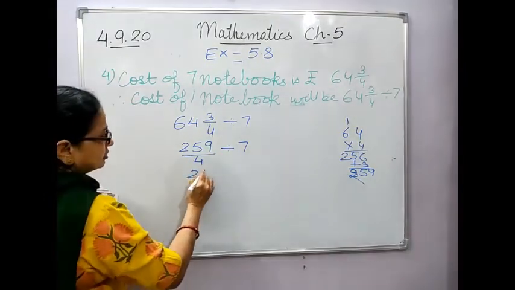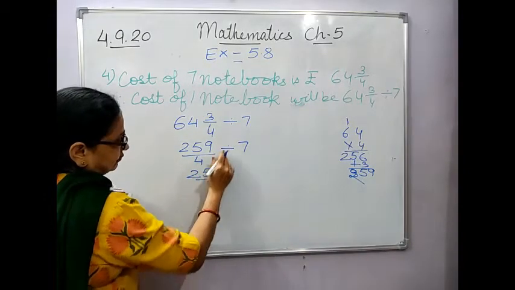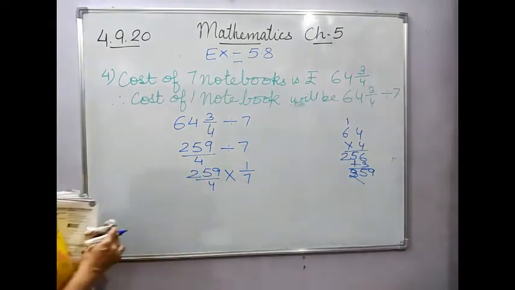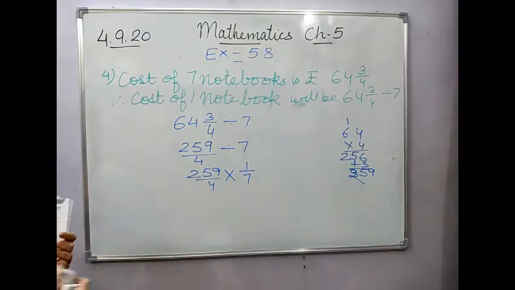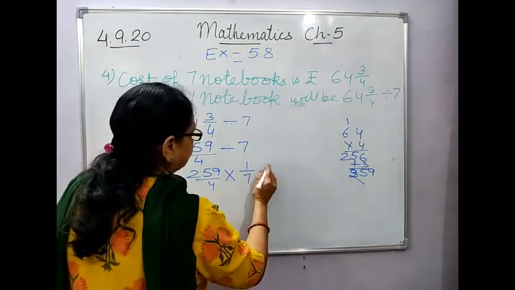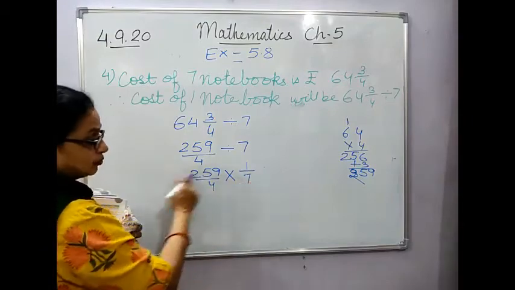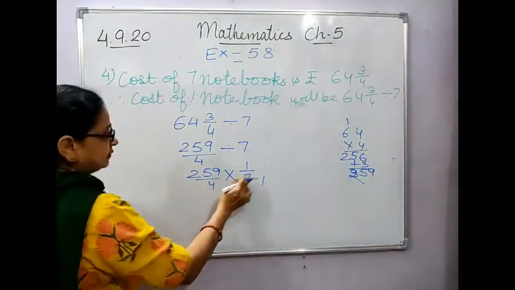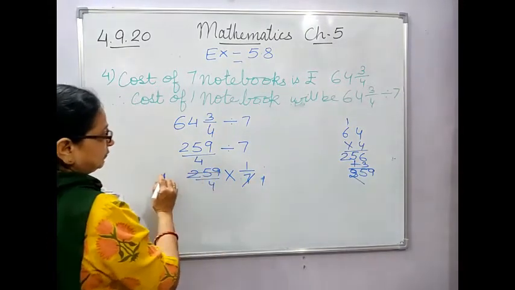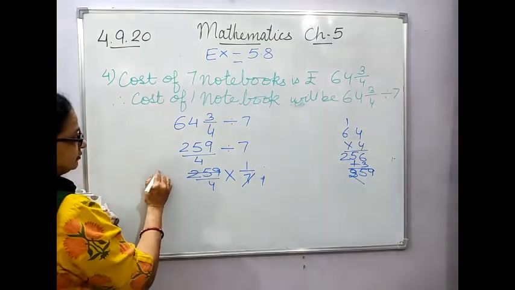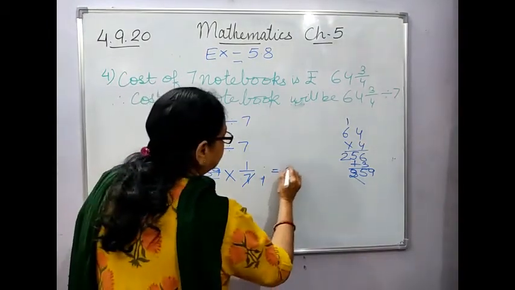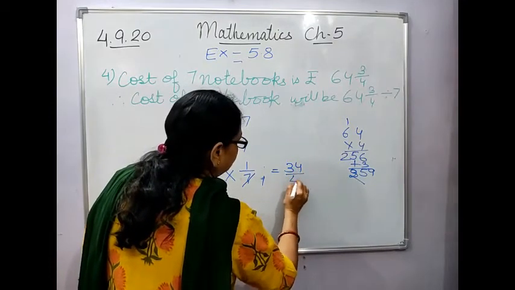Now you change it, convert this sign into multiplication, and this is 1 upon 7. Now either you can directly multiply, or you can cut over here. 7 ones are 7, 7 3s are 21, and 7 sevens are 49. So it will be 34 upon 4.